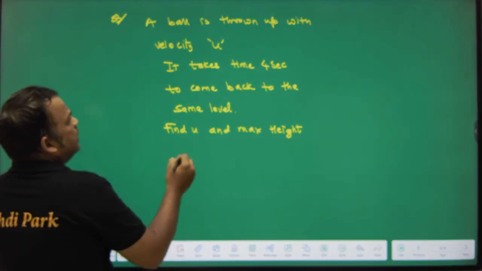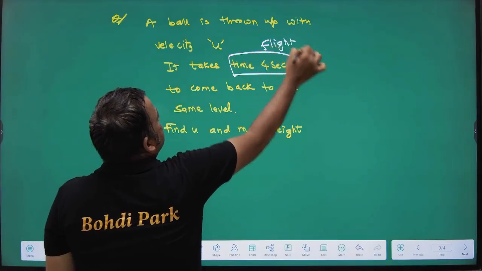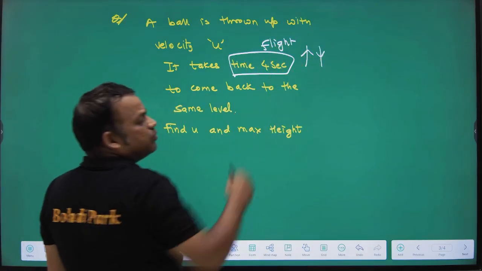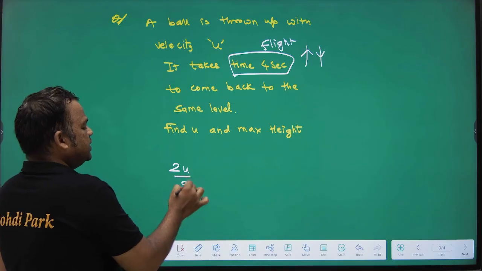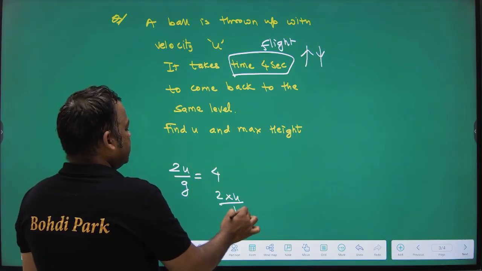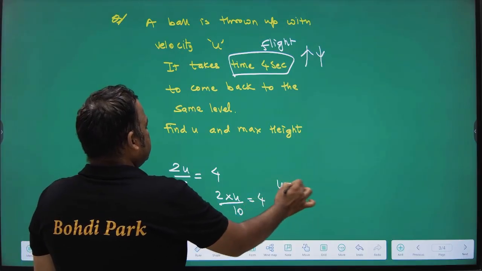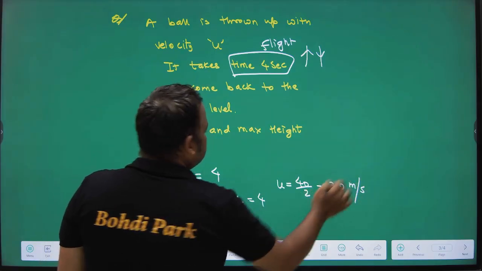The time of flight is 4 seconds, means ascent and descent both included. So we know the formula for that, 2u by g. 2u by g is given as 4 seconds. So 2 into u by 10 is equal to 4. So u will be equal to 40 by 2, that is 20 meter per second.